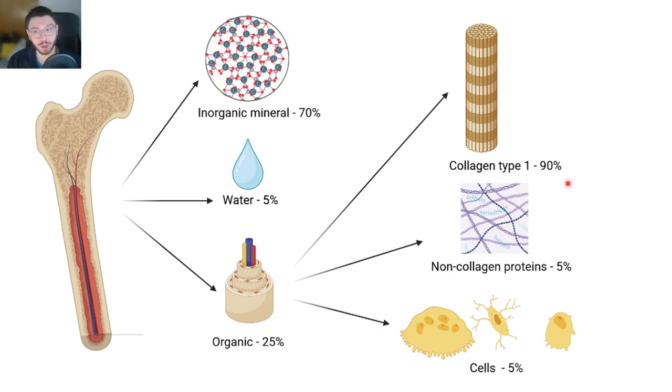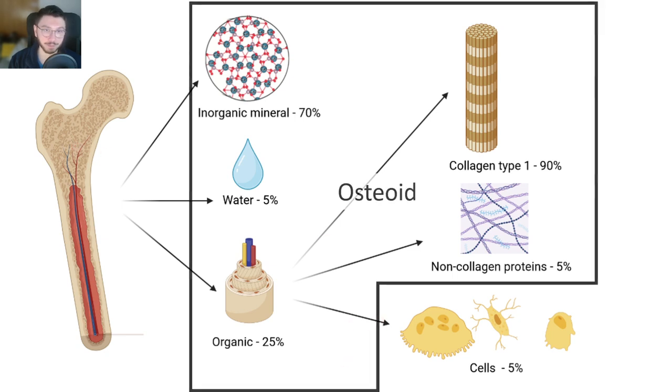Collagen type 1 is the primary type of collagen found in bone, and it's packed into sheaths and parallel lines. It's this tensile strength of collagen that gives bones their strength. The non-cellular components of bone are called osteoid, and the cellular components are separate. So let's dive deeper into the cellular components.